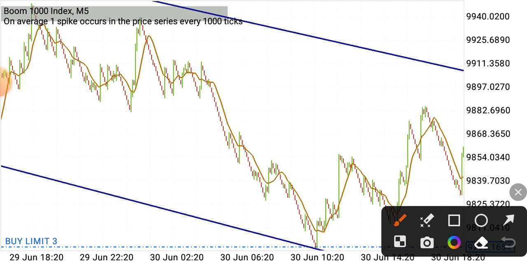So you can enter your trade and you'll be buying Boom 1000. That is, you are catching spikes with this one. If you don't want to catch spikes, you just wait until it's at the top.